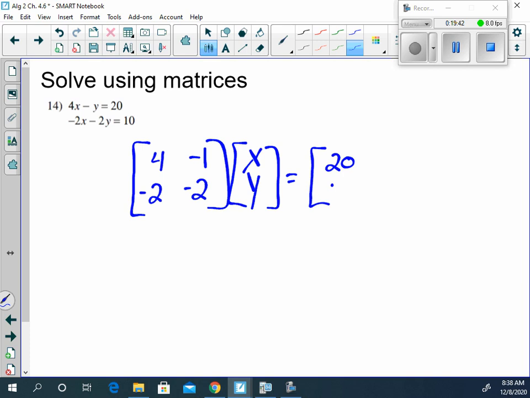So I'm going to go on and just plug everything in. We get this here. Again, we got the numbers in the first matrix from the coefficients, the numbers in front of the variables. So we got 4, negative 1, negative 2 as our first matrix. Then we multiply it by xy and set it equal to the matrix 20, 10, a 2 by 1. And those two numbers come from what it is being set equal to.